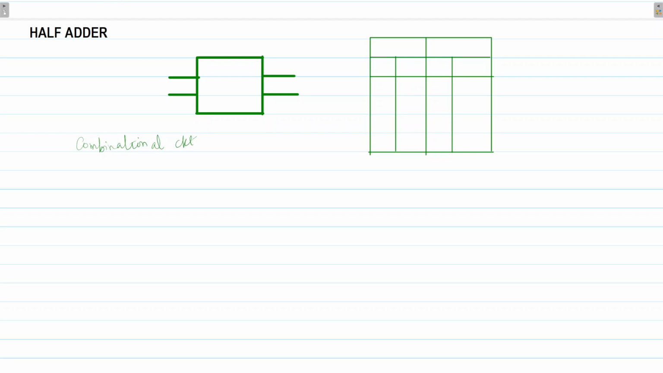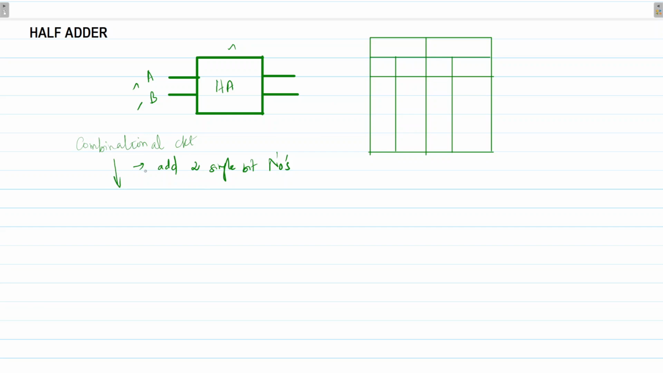which is used to add two single bit numbers. So here the addition of two single bit numbers will happen. So this combinational circuit is nothing but half adder. It is used to add two single bit numbers, and let the two numbers be A and B. Both the numbers are single bit numbers.